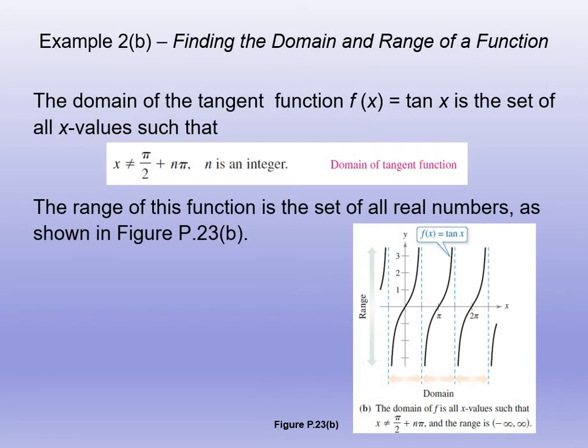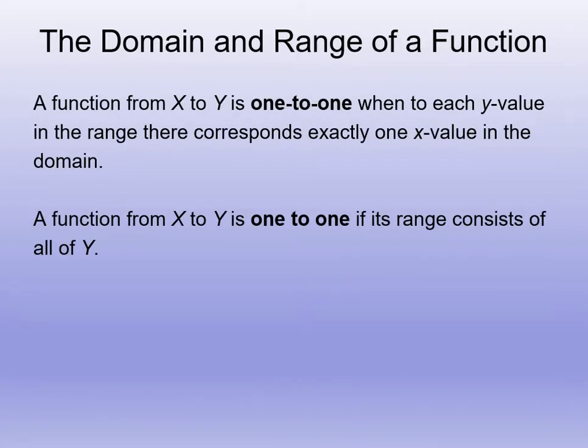All right, so let's talk about one-to-one. What did that mean? I'll read the definition here and then we'll go through the function. A function from x to y is one-to-one when each y value in the range corresponds to one x value in the domain. So one x can only output one y. So that's a one-to-one function. Then we have a function from x to y that is onto if its range consists of all y, so negative infinity to positive infinity on the range piece.